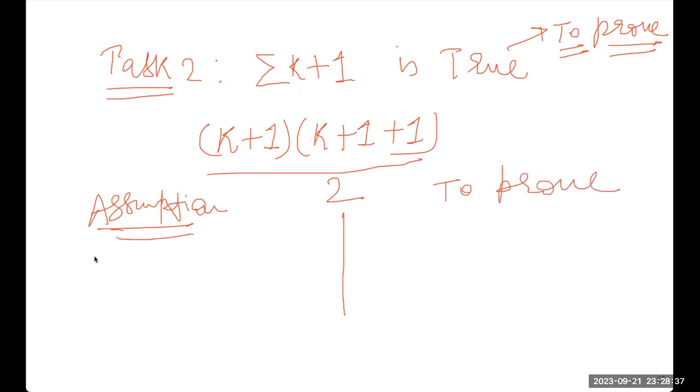What is my assumption? I have assumed summation of 1 is true. This comes out to be 1 into 1 plus 1 by 2, so this comes out to be true. This I have already proved. Then what I have assumed: assume summation of k is equal to k into k plus 1 by 2 is true.